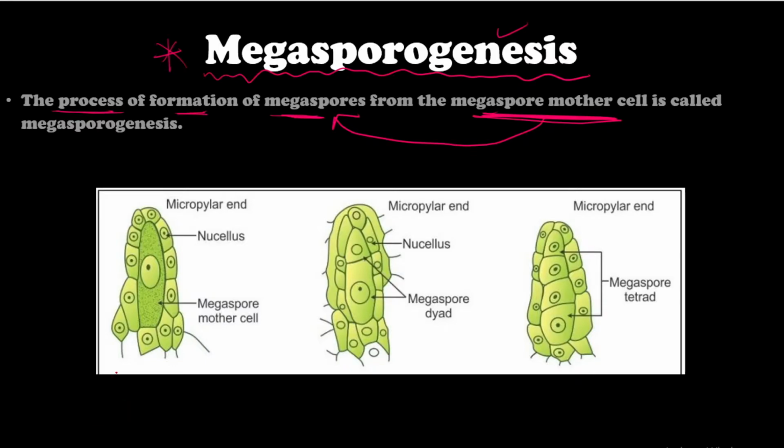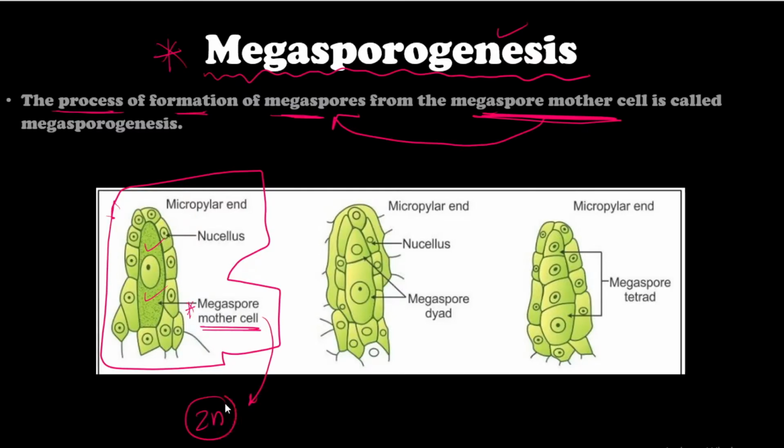Now let us understand how this process actually takes place inside the ovary or ovule precisely. Here you can observe this whole structure is the structure of ovule. Inside the ovule there is the presence of the megaspore mother cell, which is diploid in nature. Diploid in the sense it has two sets of chromosomes. Now moving forward, this cell undergoes meiosis 1.